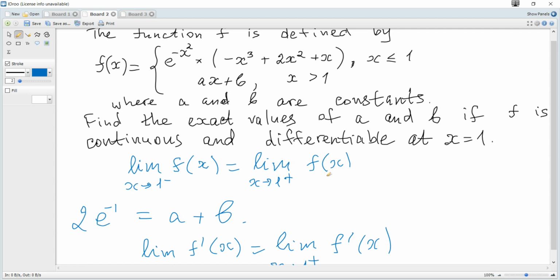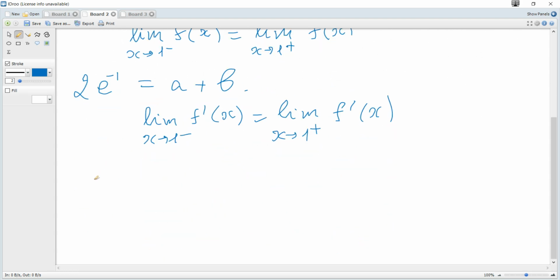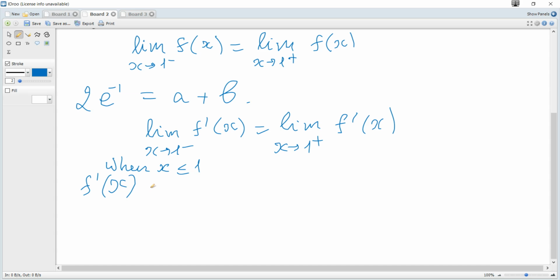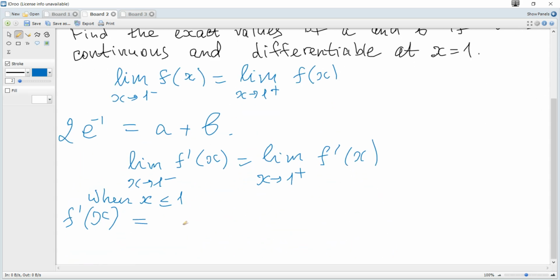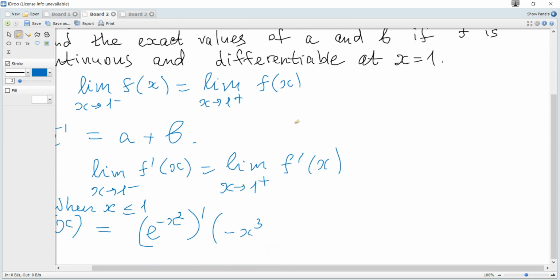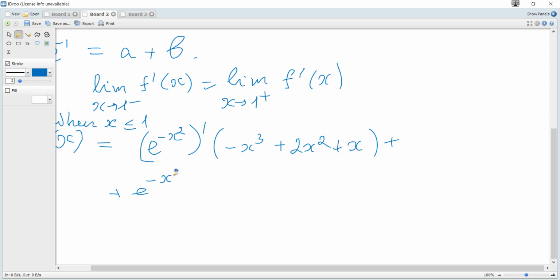Let's find the derivative. And you can see that it can be considered as a product. So let's write, when x is less than or equal to 1, the derivative becomes, applying the product rule, the derivative of e to negative x squared times just this, negative x cubed plus 2x squared plus 2x, and plus e to negative x squared multiplied by the derivative of negative x cubed plus 2x squared plus x. The derivative is just the product rule.